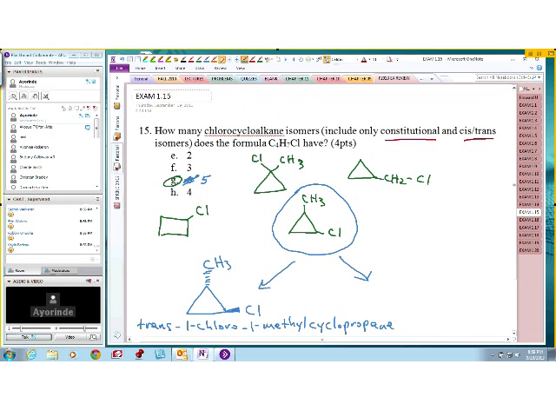On the same side of the ring, you say both of them are going away or both of them are coming at you. They will be the same thing. So now this is the cis isomer. This will be the cis isomer.